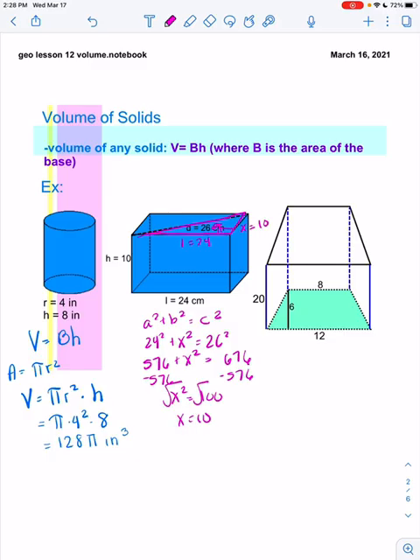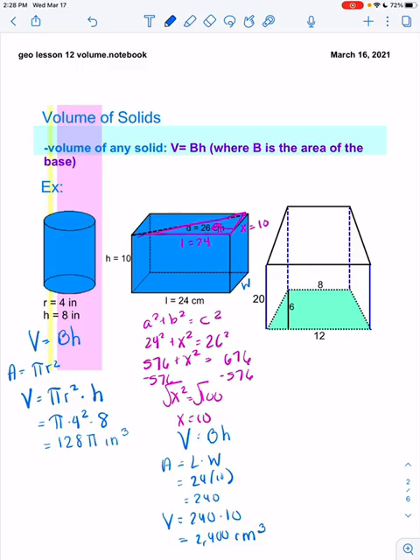So now I can find the volume. Now again, volume is area of the base times height. Now this base is a rectangle, which is length times width. That's why I needed that width. So this is going to be 24 times 10, which is 240. And then my volume is that times the height, which is 10. And 240 times 10 is 2,400. And again, centimeters cubed. Okay, again, cubed because it's three-dimensional.